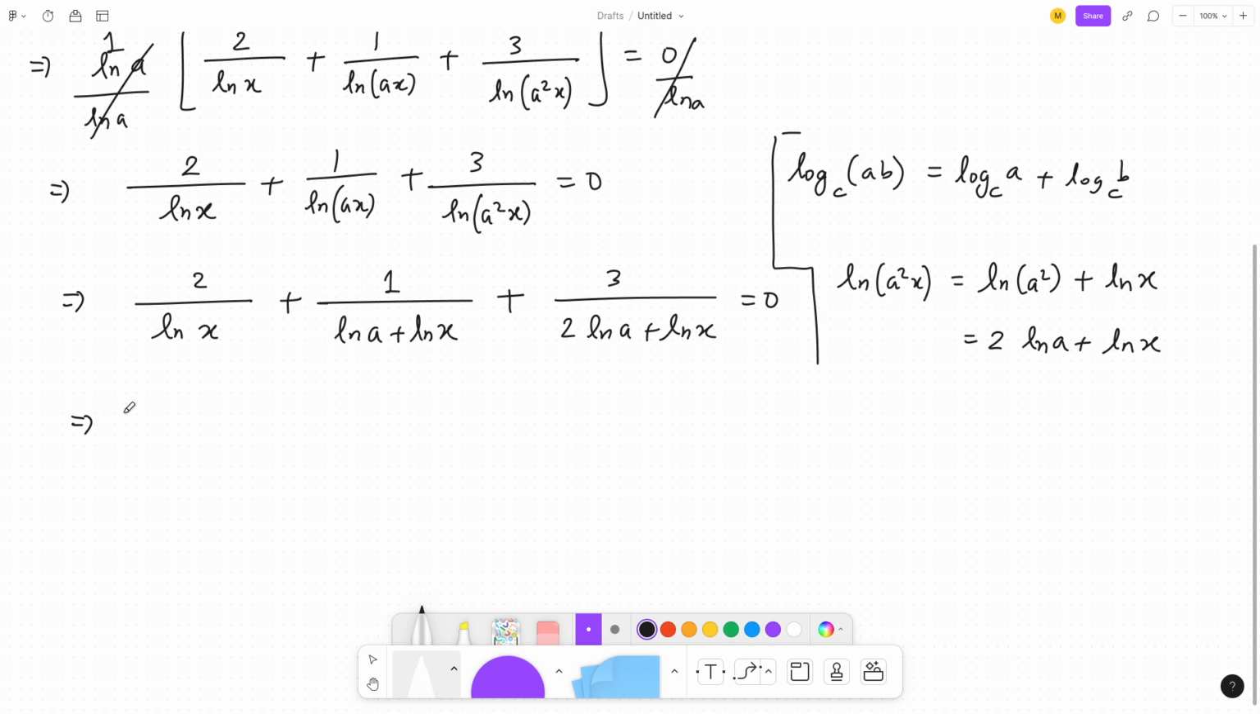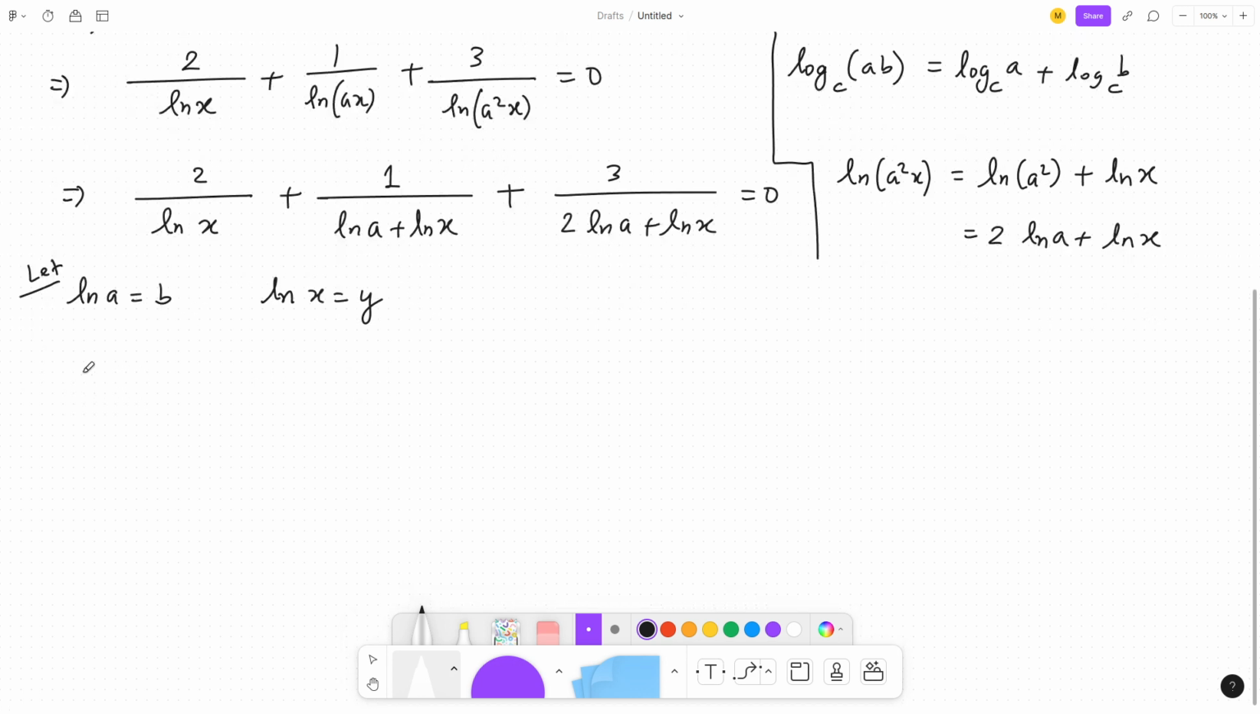We have natural log of a and natural log of x, so let's make some substitutions here. Let us take natural log of a as b, just assume, and natural log of x as y. Now let's try to simplify things. So this can be written as 2 over y plus 1 over b plus y plus 3 over 2b plus y equals 0.